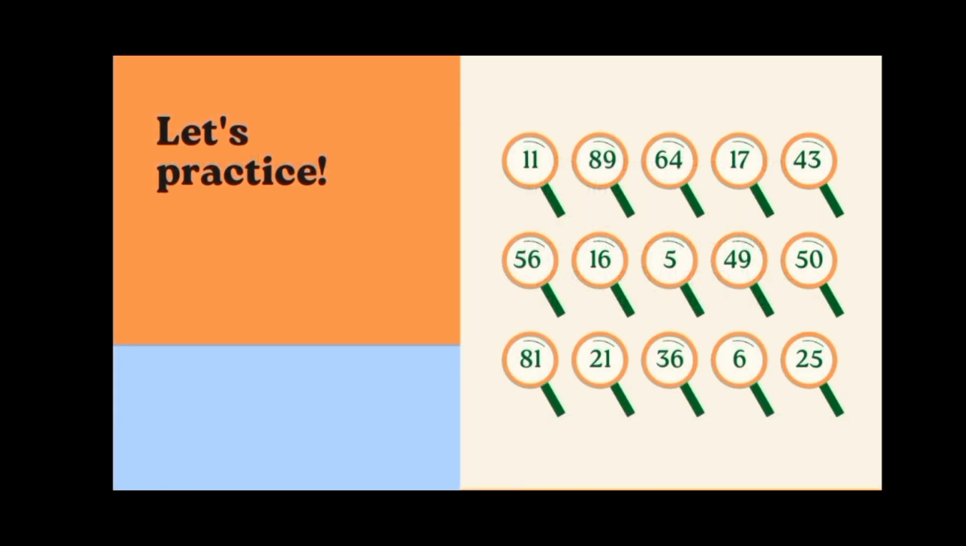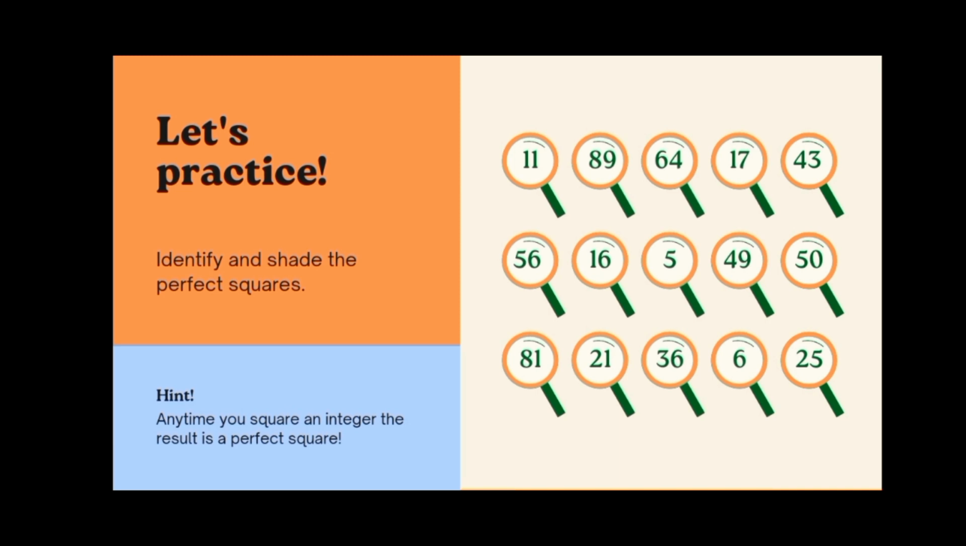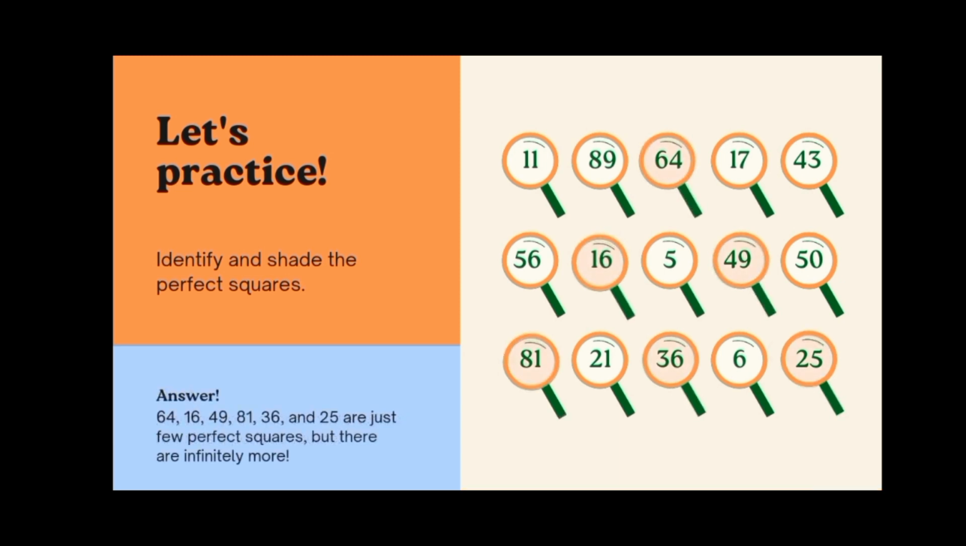Okay, before we proceed, let's have an activity first. Can you spot any perfect squares? The instruction is to identify and shade the perfect squares. Here's a hint: anytime you square an integer, the result is a perfect square. Can you guess? The answer is 64, since it is a perfect square of 8, and 16 is a perfect square of 4, 49 is for 7, 81 is a perfect square of 9, 36 is a perfect square of 6, and lastly 25, a perfect square of 5.